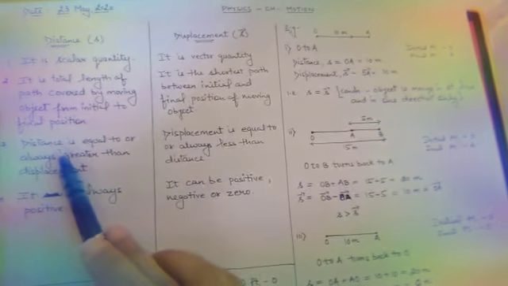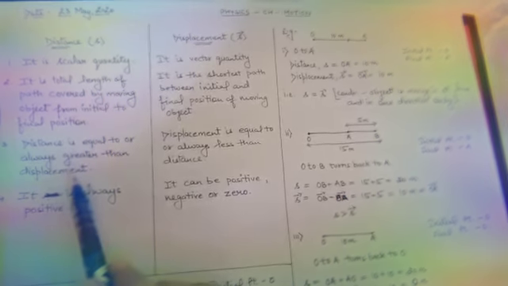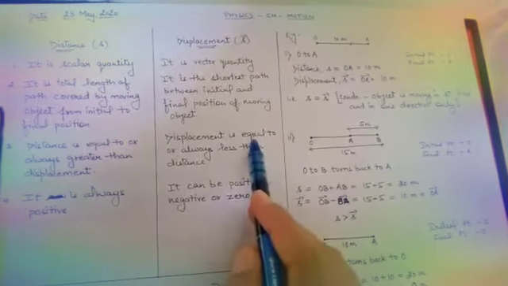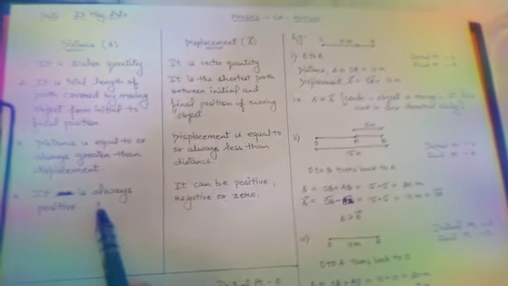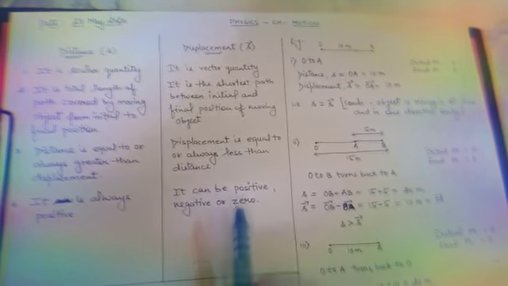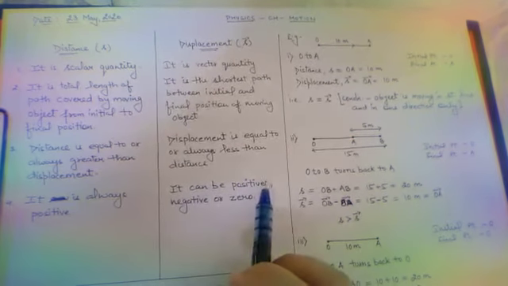Third, distance is equal to or always greater than the displacement, whereas displacement is equal to or always less than distance. Distance is always positive, but displacement can be positive, negative, or zero. Now, let us understand these properties of distance and displacement with the help of examples.